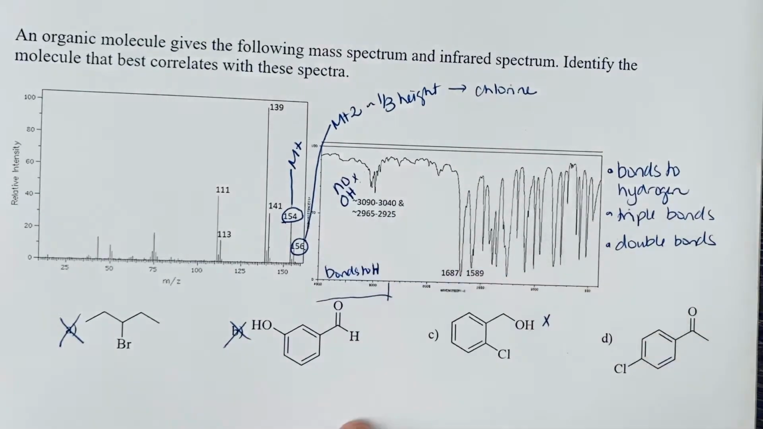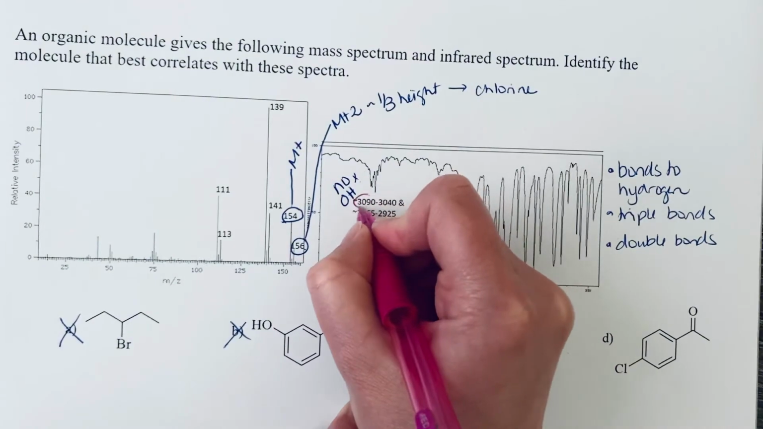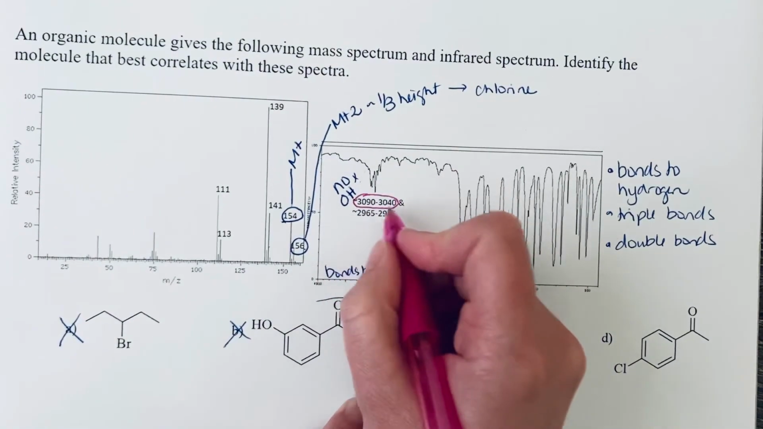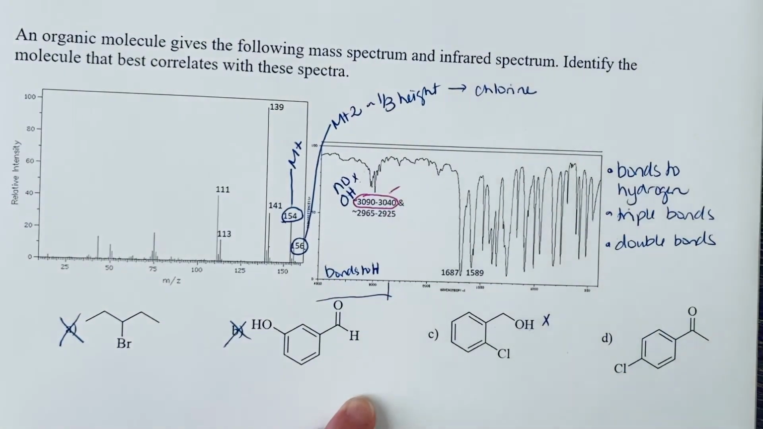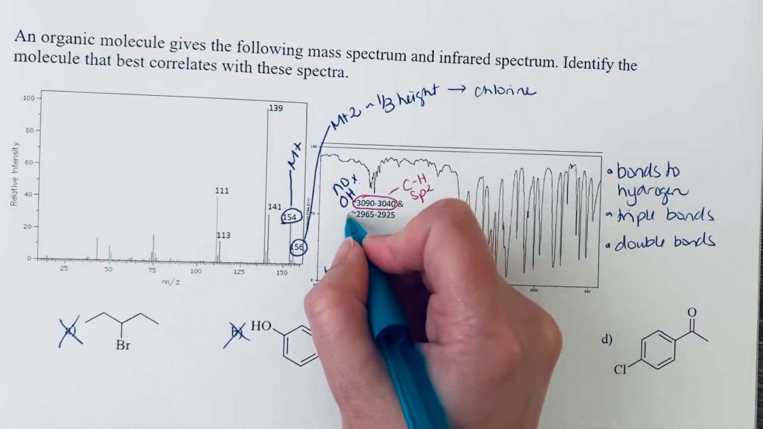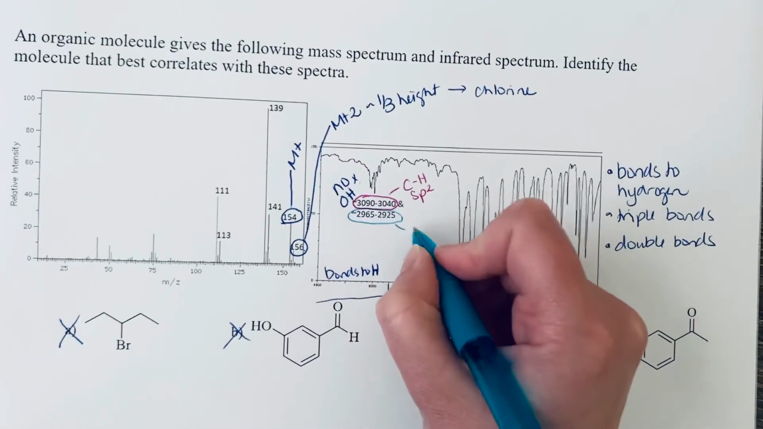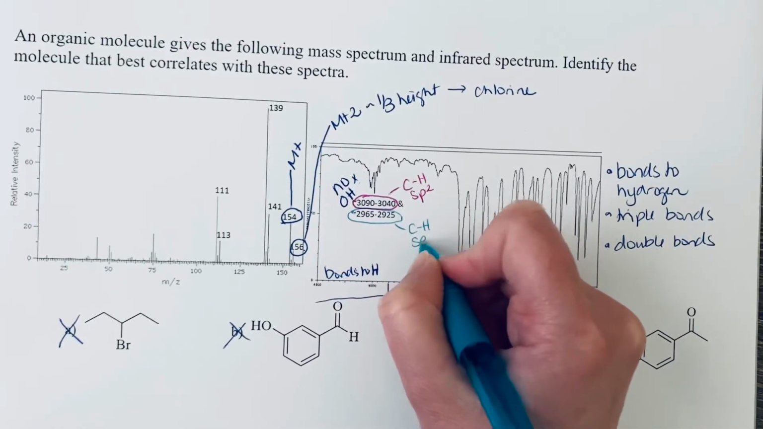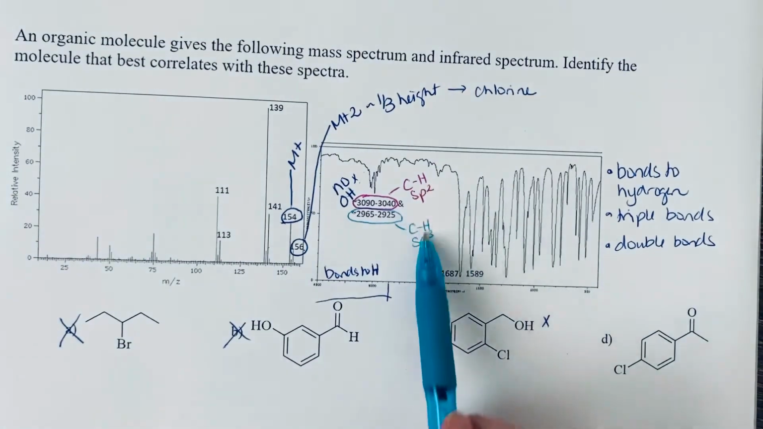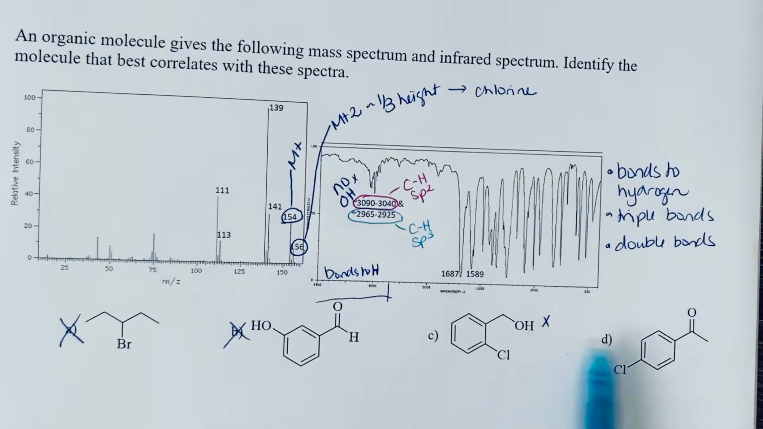Okay, what I am seeing in the bonds to hydrogen is 2 different types of carbon-hydrogen stretches. I'm seeing these peaks that are just above 3,000. That is characteristic of carbon-hydrogens on sp2 hybridized carbons. And then I also see just below 3,000 another little cluster of peaks, and this is characteristic of carbon-hydrogens on sp3 hybridized carbons. And I would expect to see these 2 types of stretches for either of these molecules. But really not seeing that OH makes me think that it's not C.